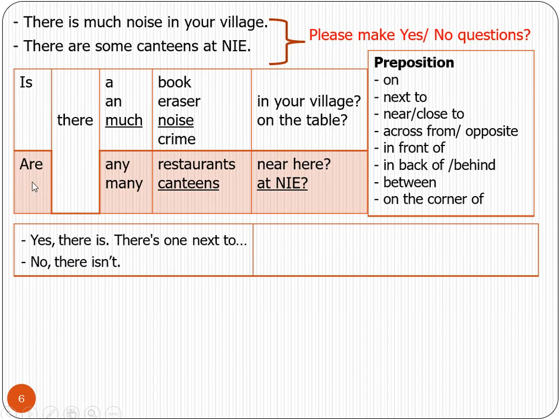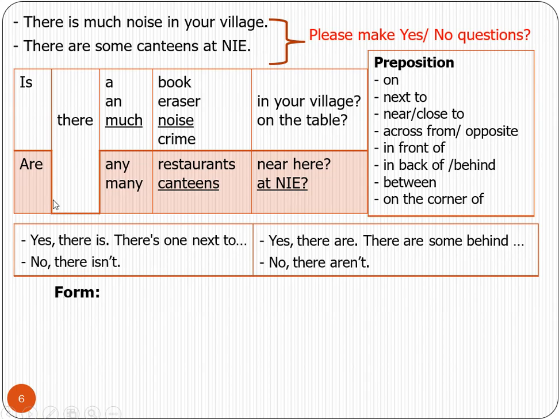So next one. There are some canteens at NIE. So question, are there any canteens at NIE? Answer, yes, there are. And also you can give more information. There are some behind building B. Or no, there aren't.